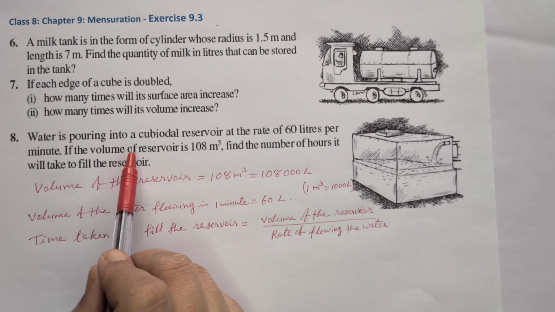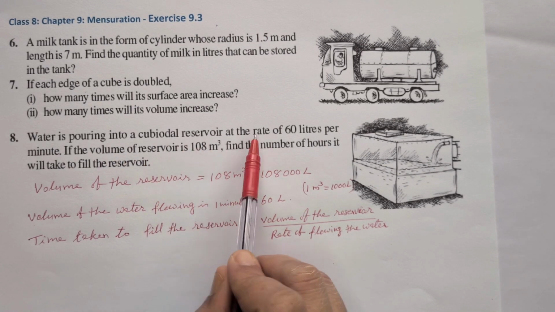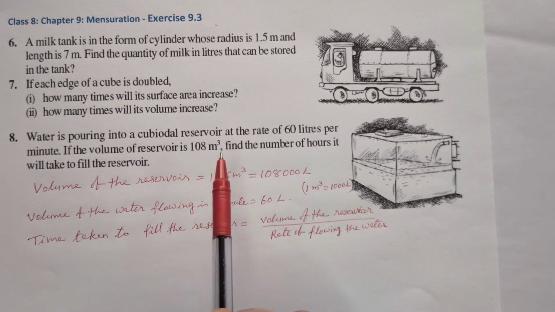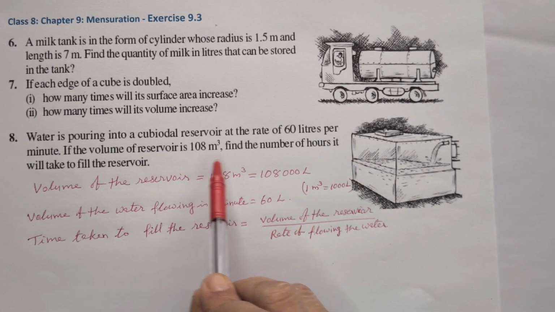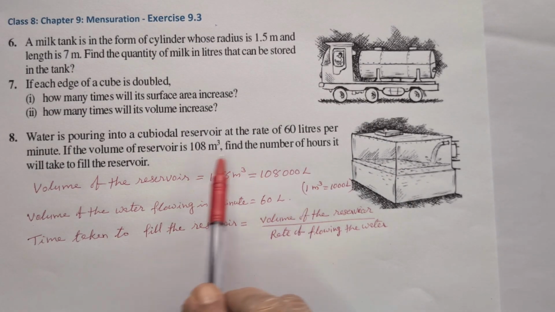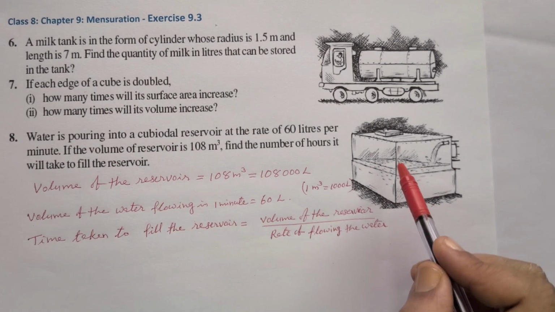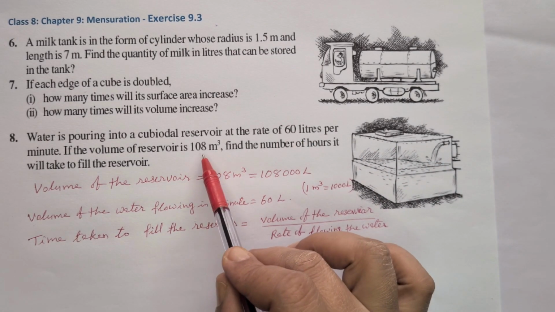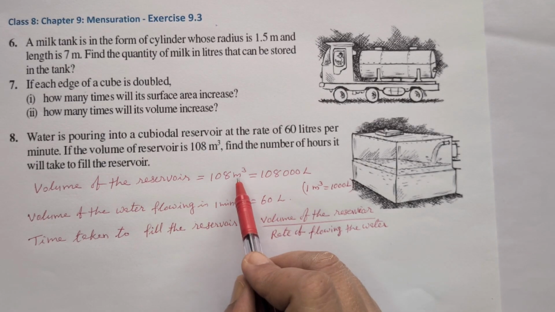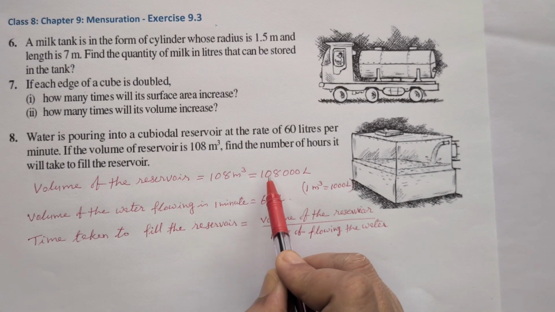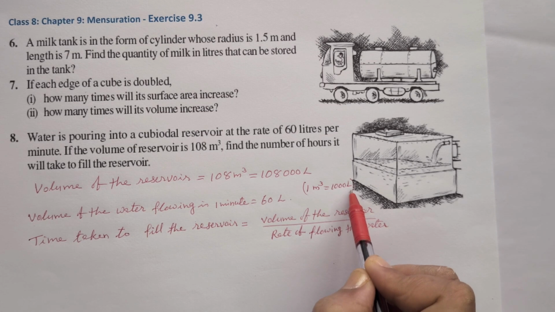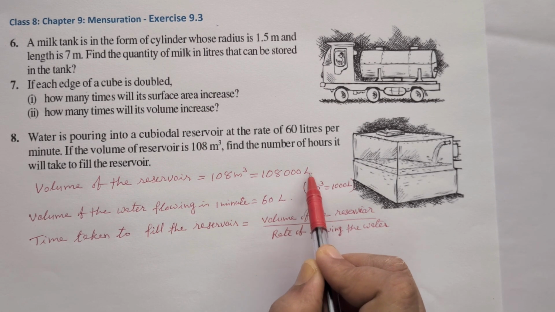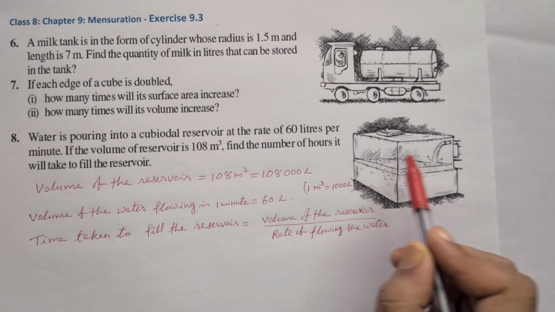Eighth question, water is pouring into a cuboidal reservoir at the rate of 60 liters per minute. If the volume of the reservoir is 108 meter cube, find the number of hours it will take to fill the reservoir. We can consider this as a big tank. Volume of this reservoir is 108 meter cube. Meter cube we have to convert to liter. We know that 1 meter cube is equal to 1000 liter. So multiply 108 with 1000, we get 108,000 liter, the capacity of the tank.